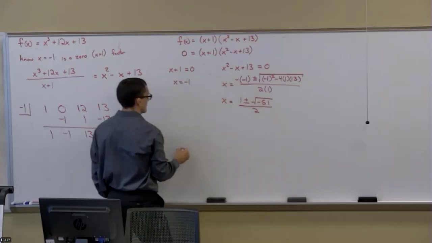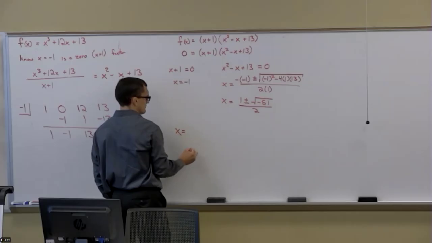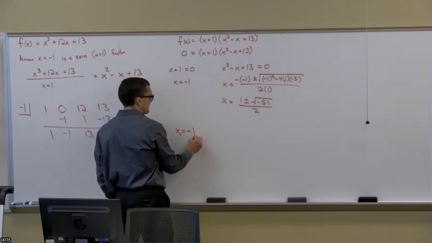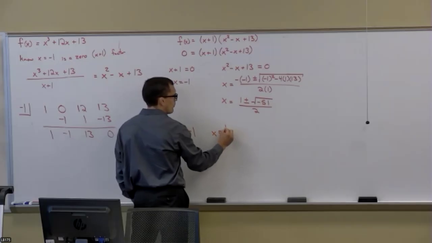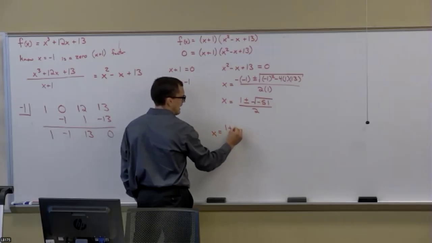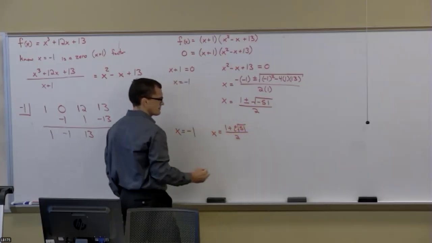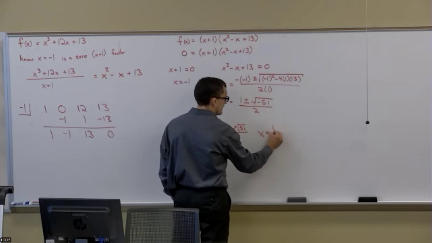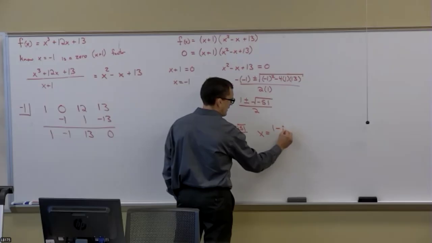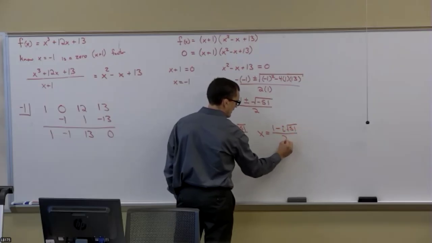That's it. So we get 3 solutions. One of them is x is equal to -1. The other is x equals (1 plus i times root 51) divided by 2. The other is (1 minus i times the square root of 51) divided by 2.